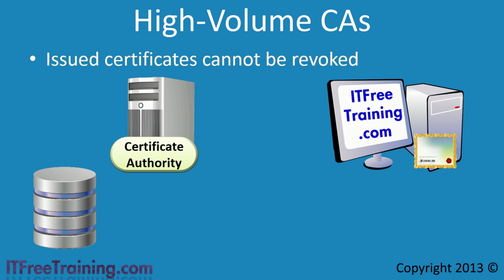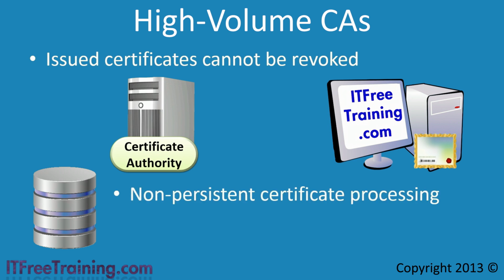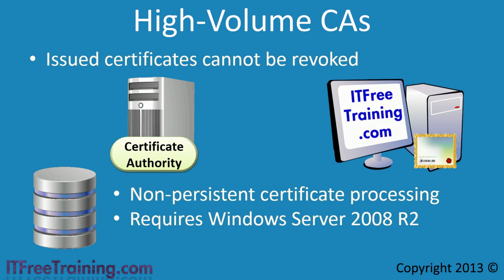In the case of NAP certificates, the certificates are not valid for very long, so the period of time a certificate could be used or misused is very small. In order to improve performance, a company may decide to switch on the high-volume option and accept the risk associated with not being able to revoke a certificate once it is issued. If you do decide to switch on this option, it is referred to as non-persistent certificate processing and requires Windows Server 2008 R2 or above. If you have a performance problem on your certificate authority servers, this option should improve performance on that CA.